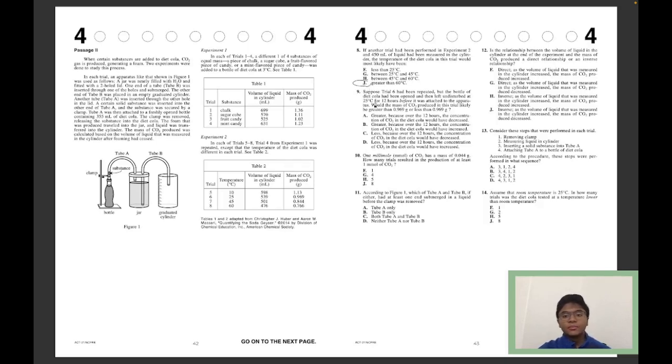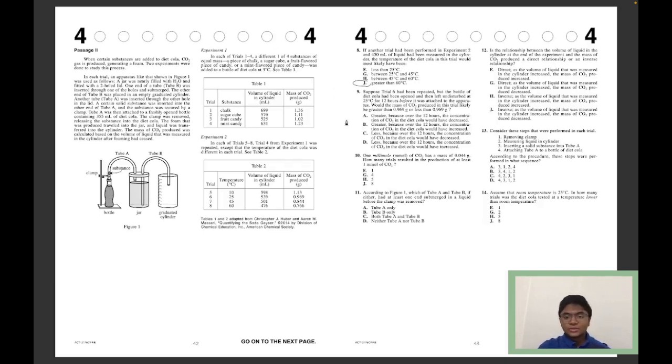Suppose trial 6 had been repeated, but the bottle of Diet Cola had been left open and undisturbed at 25 Celsius for 12 hours before it was attached to the apparatus. Would the mass of CO2 produced be greater or less than 0.969? Well, if you leave it open, then the carbonation is going to release from the soda. So once you attach it to the apparatus and put that little tube there, there's not going to be as much CO2 left to collect. As a result, the experiment will probably collect less CO2, so the mass should be less.